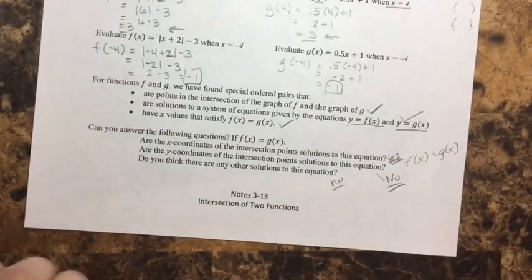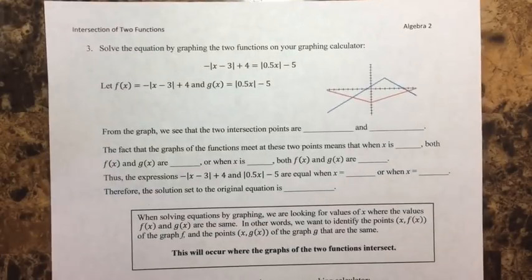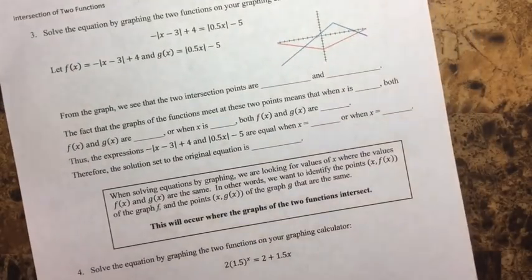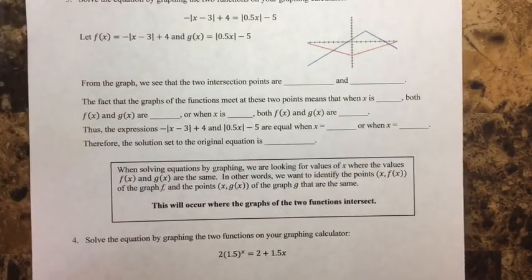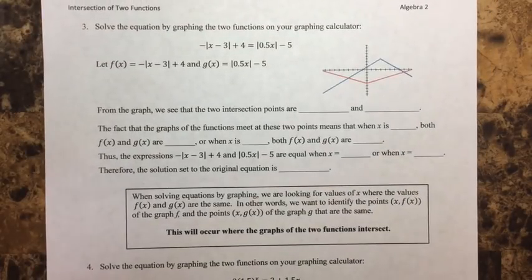Alrighty? All right, so let's go on to page 2 of our notes. I need to find mine over here. Okie dokie. There we go. All right. So page 2 of our notes. Hang on, I'll straighten that up in a second. All right, we're going to do another one. This is actually a little bit different equations. All right, so solve the equation by graphing the two functions on your graphing calculator.